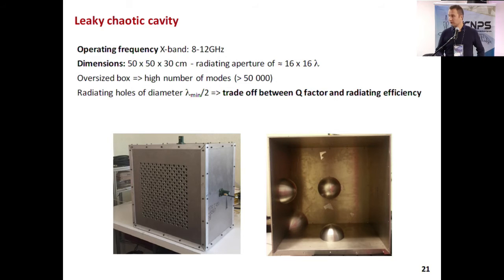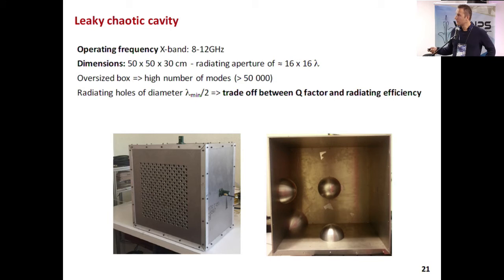So now I move to what we did in our lab. We built a leaky chaotic cavity. This is a metallic box that is leaky because there are holes, there is an aperture that radiates something or listens to something. So this cavity is quite big in terms of wavelengths. It's 16 by 16 lambda. And you can see that we have added some metallic hemispheres in order to break any symmetry and to render the cavity as chaotic as possible. We want to have a lot of modes radiating inside. If you apply Weyl's law, you can estimate the number of modes inside this cavity to be above 50K, which is quite a lot.